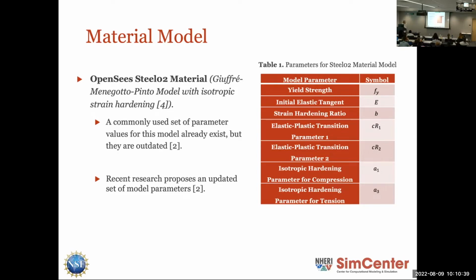There is already a commonly used existing set of these parameters, but they were calibrated at the same time that the model was created, so they are considered to be outdated as the materials are not up to modern standards. Recent research has proposed a new set of recommended parameters that used material that meets modern standards, but this only focused on one method of calibration and did not take into account how this material performs as part of the structural component.